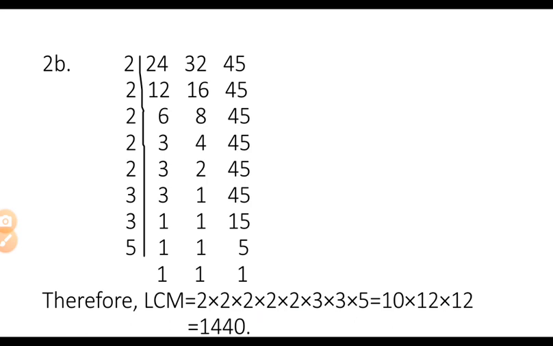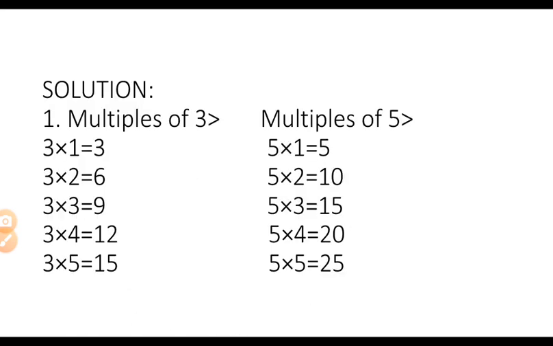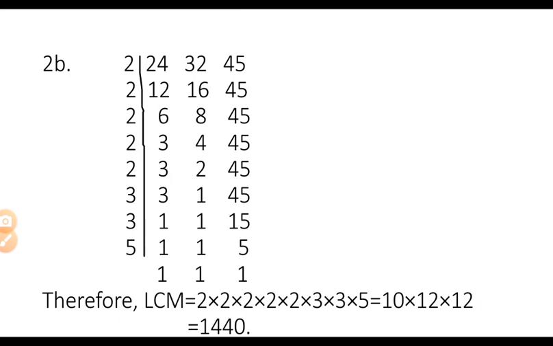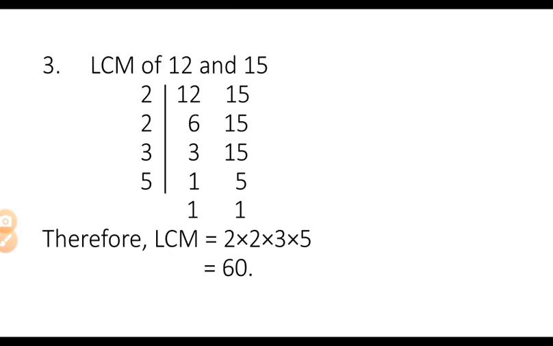Alright, it's time to look at the last question. Now, that is question number 3. Find the product of the HCF and the LCM of these numbers. What are the numbers? 12 and 15. What that simply means is that you will find the LCM, you find the HCF, and then multiply your result because they said the product. So when they say product, it means you must multiply your result. Okay? Now, first, we are going to look at the LCM.